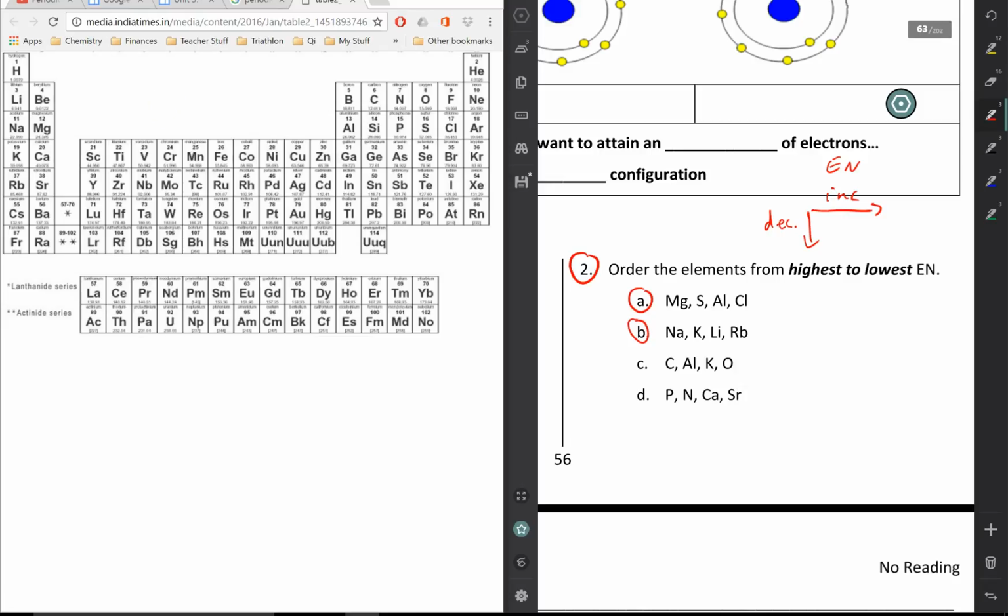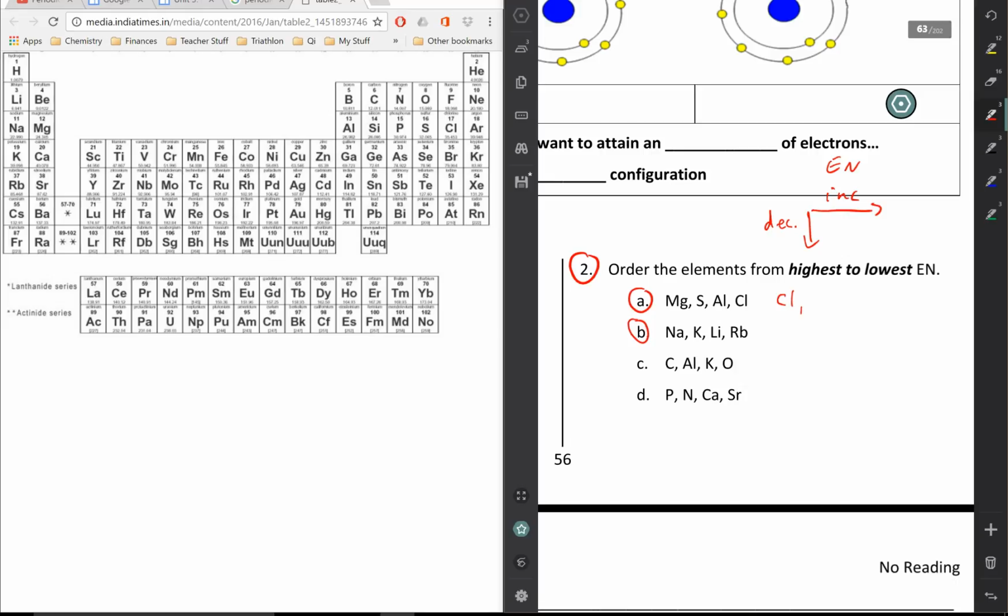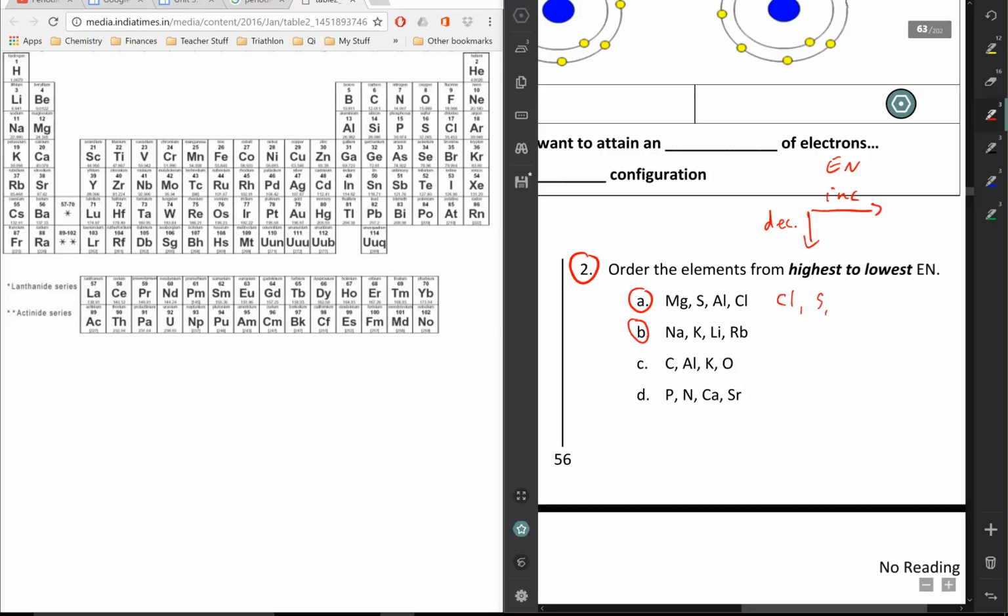As I go across the period, the electronegativity increases. So we have to start with the highest and then go to the lowest, so we basically have to work in the opposite direction. So the highest one in this group should be chlorine, as it's the one that's farthest to the right. And then as I work backwards, I should get to sulfur, aluminum, and finally magnesium.